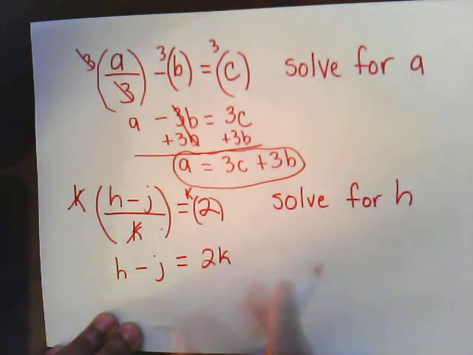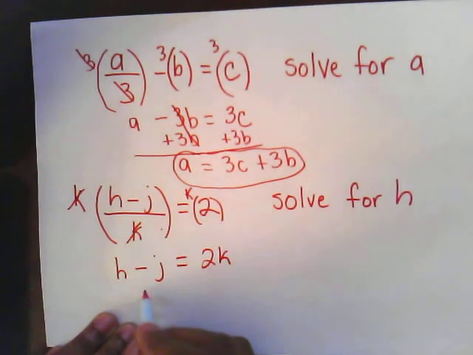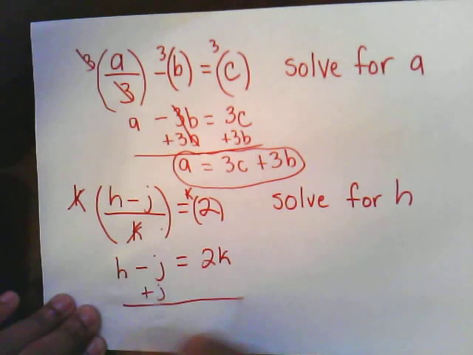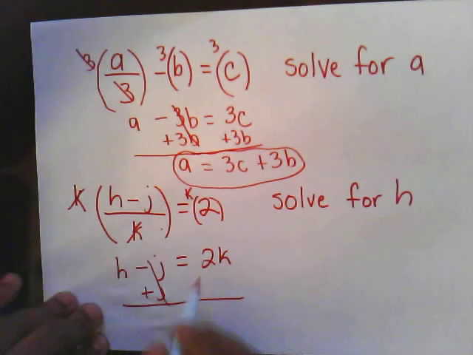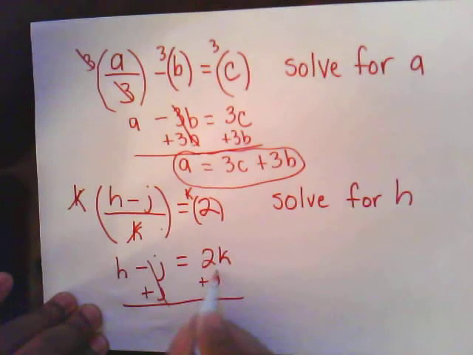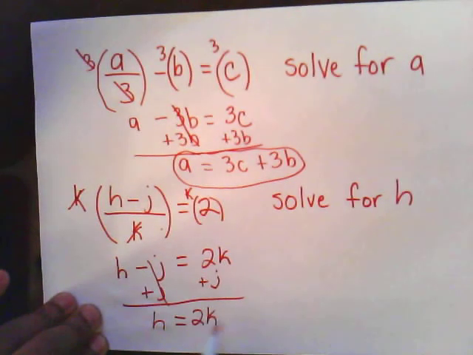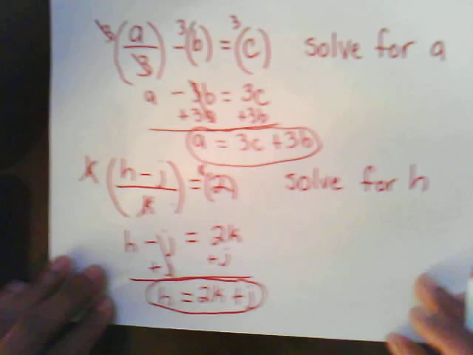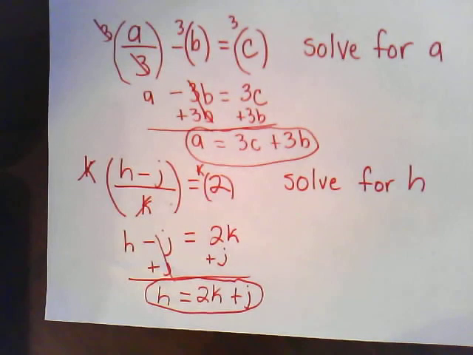But we still don't have h by itself. So let's move this j away. We're going to add j because that's inverse operations, and we're going to do that on both sides. So now our answer is h equals 2k plus j. Those are 4 basic problems for solving literal equations.